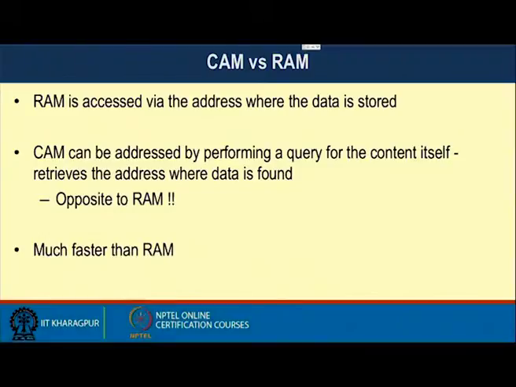On the other hand, CAM can be addressed by performing a query for the content itself. So, in case of CAM, you do not require the address; rather, it retrieves the address where the content is found. Here the search is based on the content itself, not on the address. In case of a RAM, we provide the address and the output is the corresponding content or data stored at that address location. In the case of CAM, it is just the reverse: you provide the content, you search the content. If the content is found inside the CAM, then it will return the corresponding address.